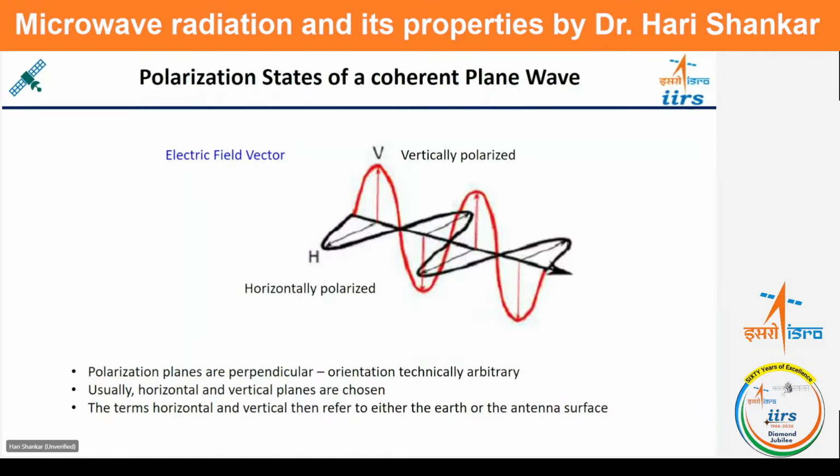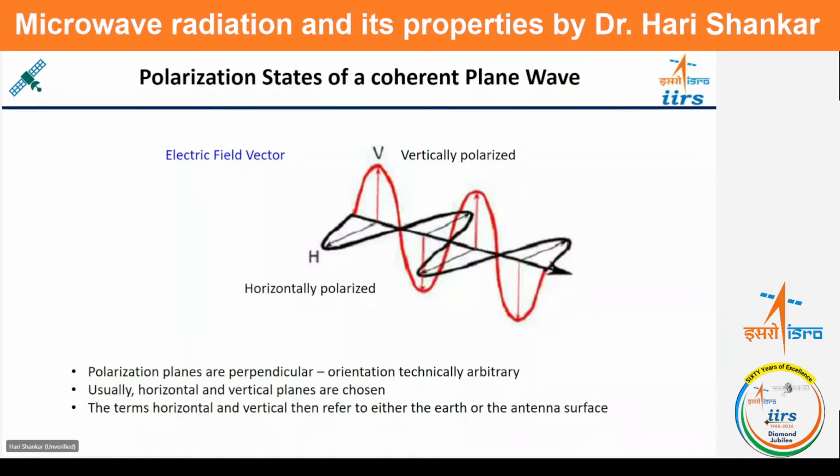Now just keep in mind there are three types of polarization. One is called the elliptical polarization, another one is the circular polarization, and another one is called the plane polarization. Plane polarization may be either horizontal polarization or vertical polarization. The horizontal or vertical polarization is also called the linear polarization, but normally we call them plane polarization. And in all remote sensing, especially microwave remote sensing, we are using plane polarizations only. Very rarely we are using circular or elliptical polarization.